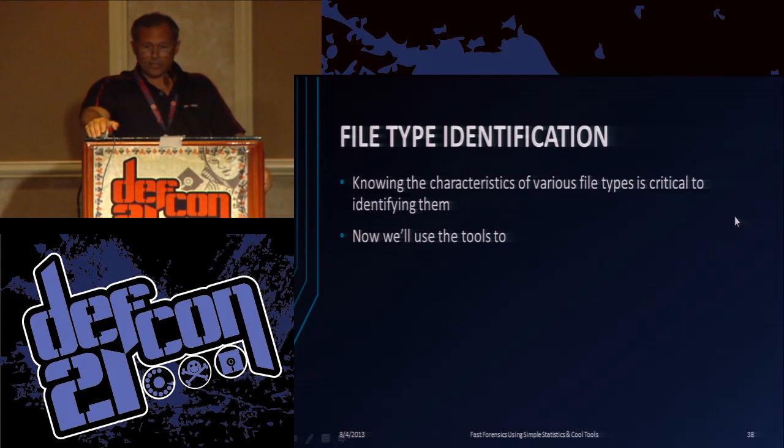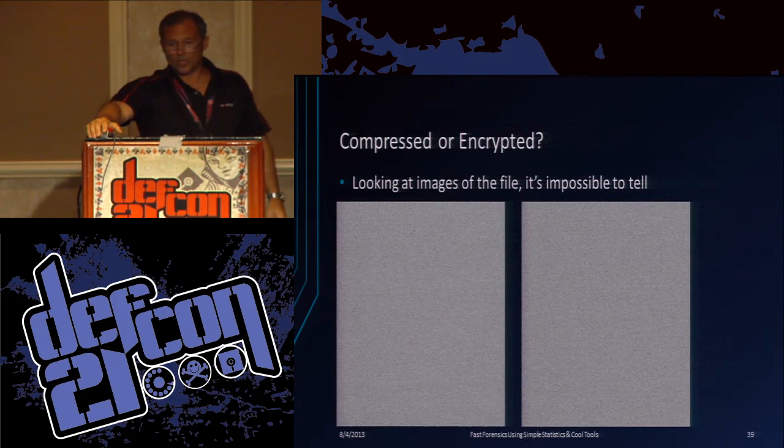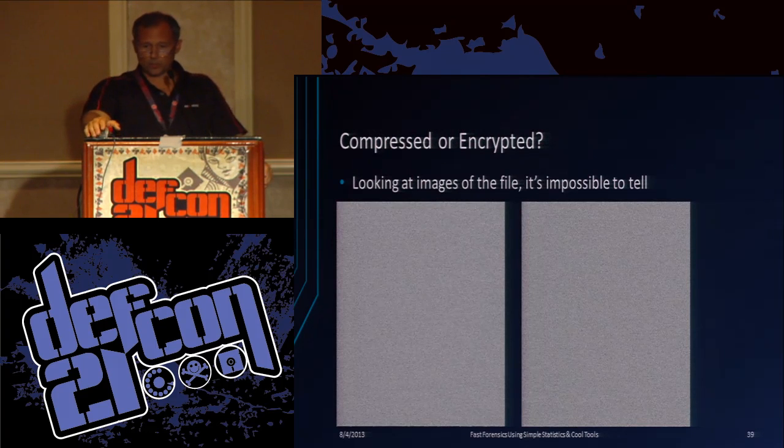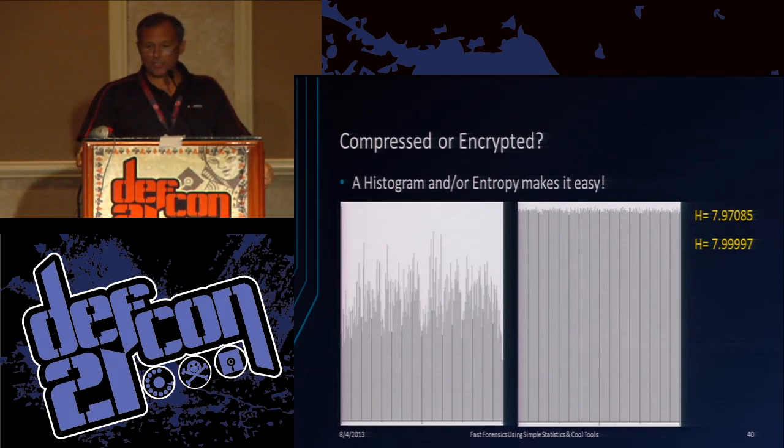All right, so file type identification. That's kind of the overview of some of the things you would be looking for when you use the tools. So here's this one. Can you tell compressed or encrypted just by looking at the picture of the file? Not really. But from the histogram, and especially the entropy value, this is the entropy calculation over here, it's easy to tell. Entropy 7.99997 for the encrypted file.